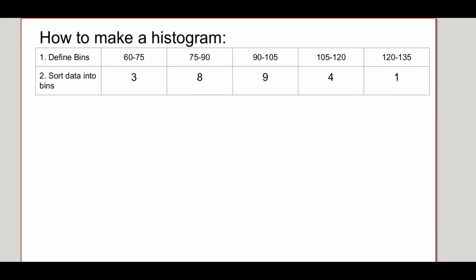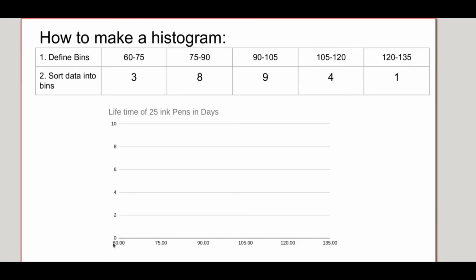So we're going to make some axes. On the horizontal axis here, we will plot the dividing values between our bins, and on the vertical axis, we will have a count of how many data points were in each of those bins. I see that none of my data are more than 10, so I've run from 0 to 10 on the vertical scale here, and from 60 to 135 on the horizontal scale.